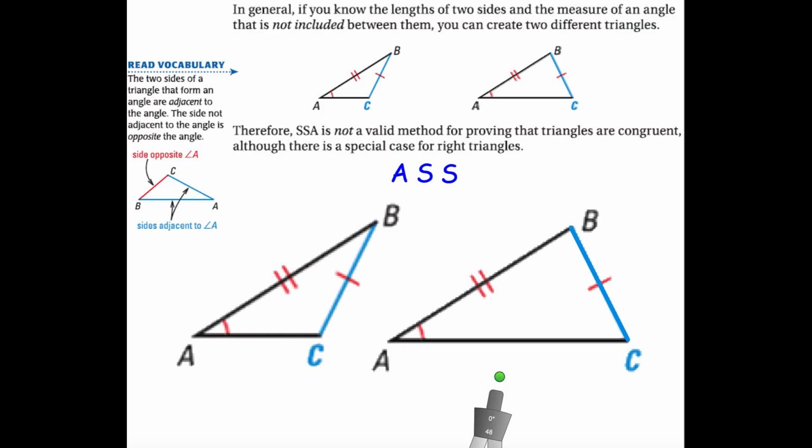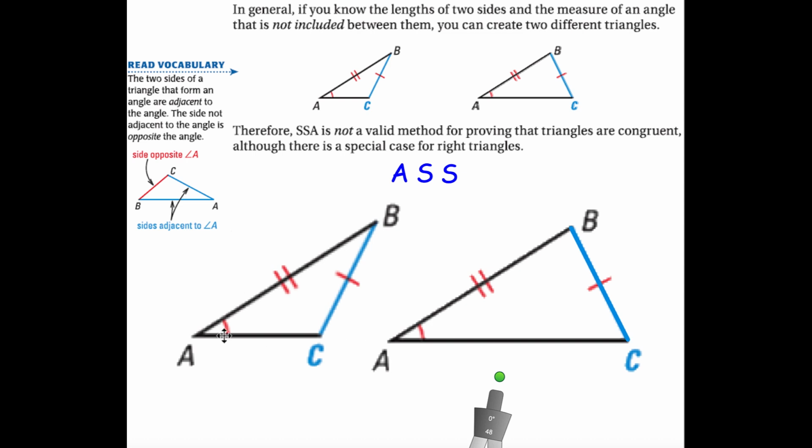This did not work out on our little example sheet. And the reason it didn't work out is because in certain cases, you get something called an ambiguous triangle. You will not be tested on that term, but what it means is multiple possible triangles. I call it the hinge theorem.